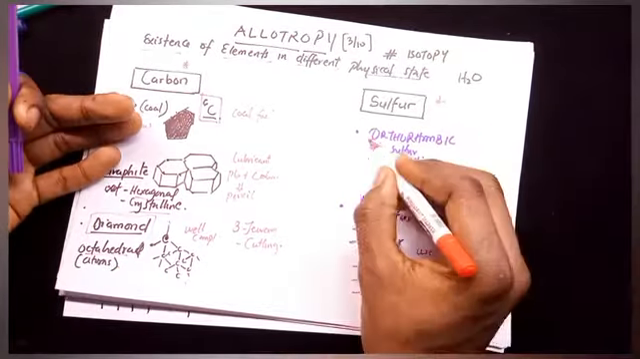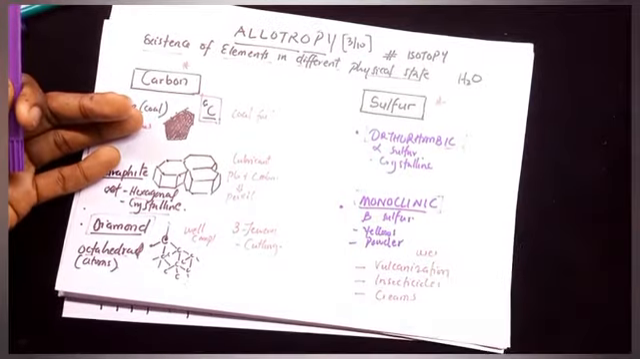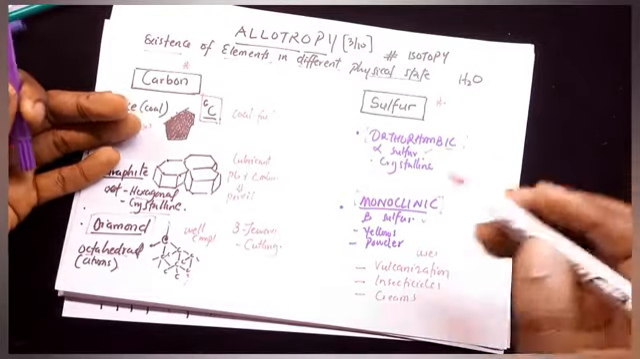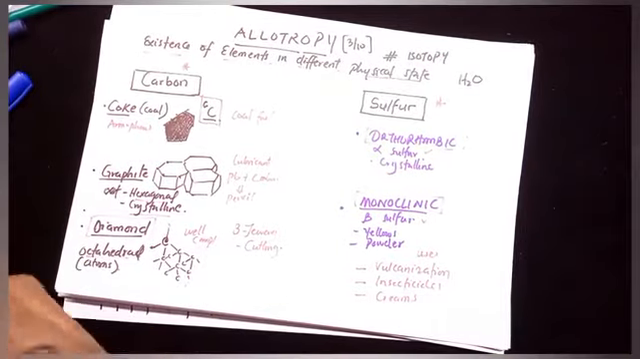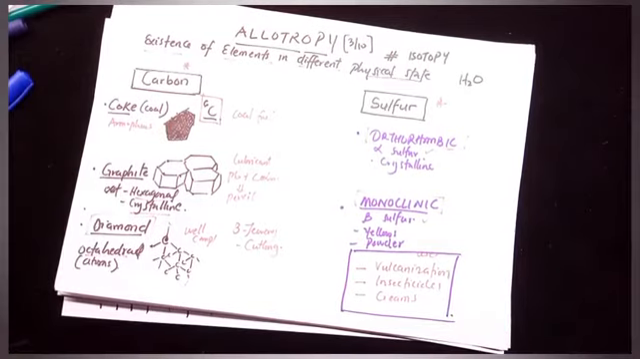Sulfur has two major types of allotropes: orthorhombic sulfur and monoclinic sulfur, also called alpha and beta sulfur respectively. We also looked at the uses of sulfur, which include vulcanization of rubber, use as insecticide, and use in creams.